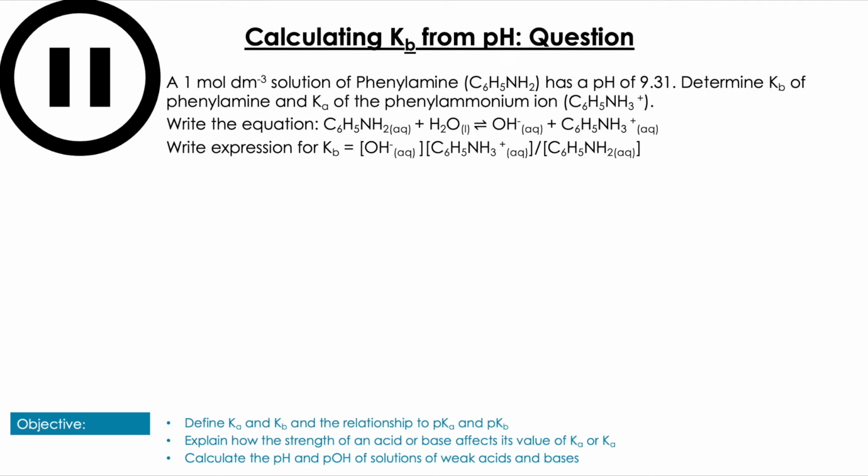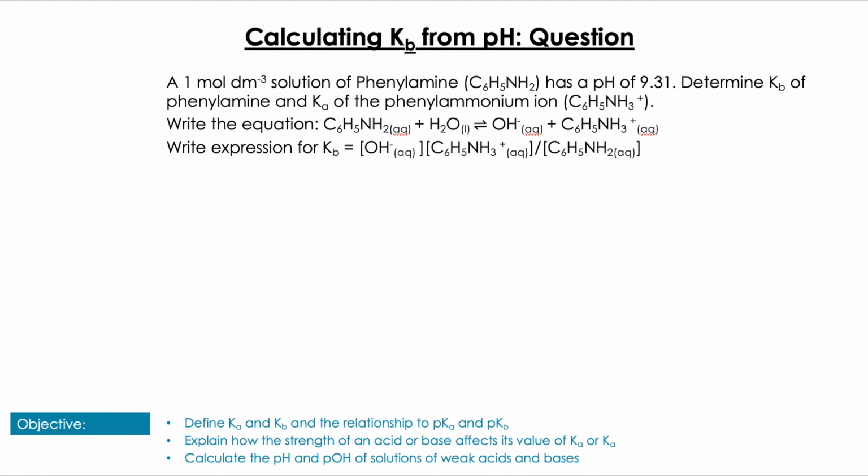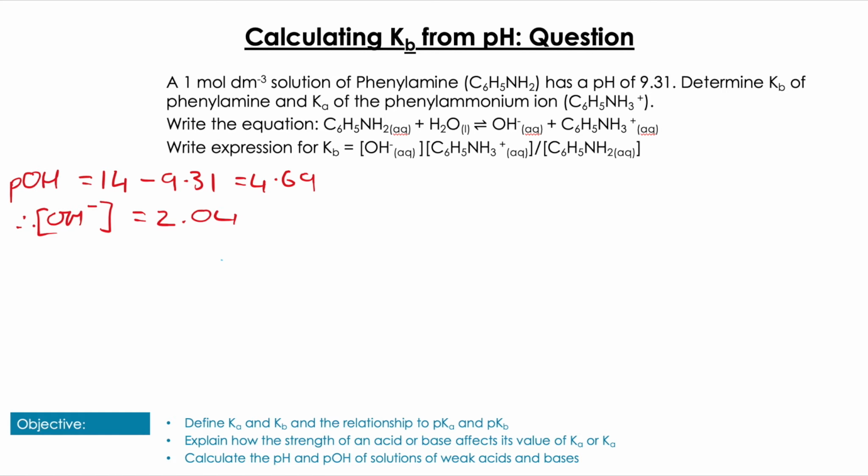So, just like before, I'm going to use what they give me. They give me the pH, and I really need the pOH. So I'm going to do 14 minus the pH to give me my pOH. That's 14 minus 9.31, which is 4.69. Now from that, I can do 10 to the minus 4.69 to give me my OH minus concentration, which is 2.04 times 10 to the minus 5 moles per decimeter cubed.